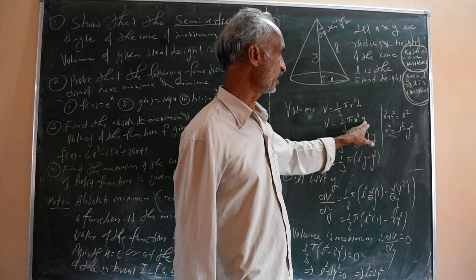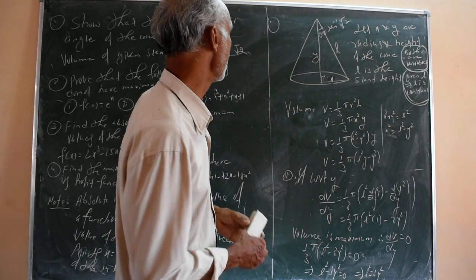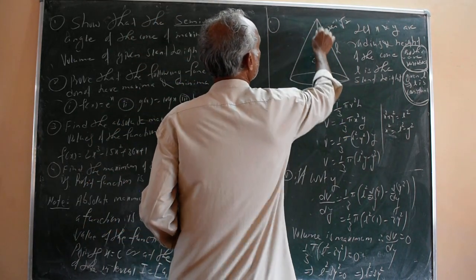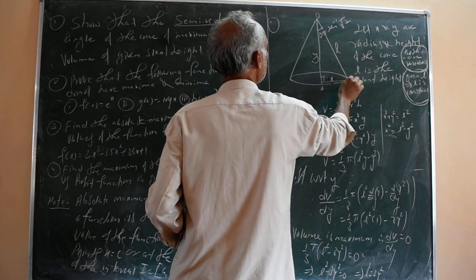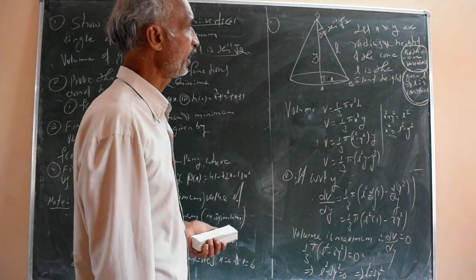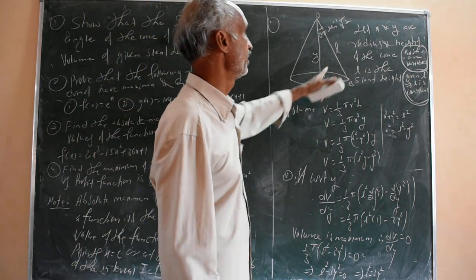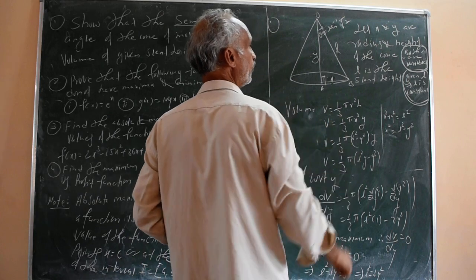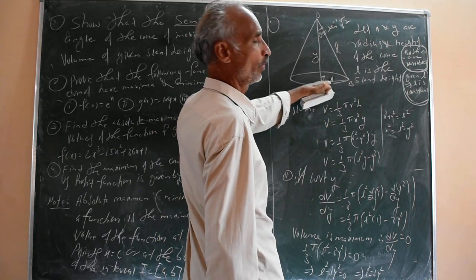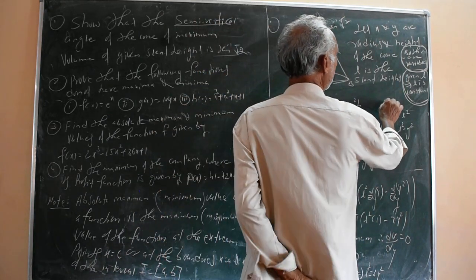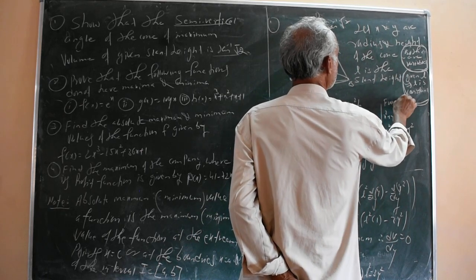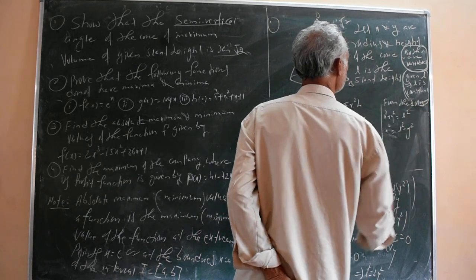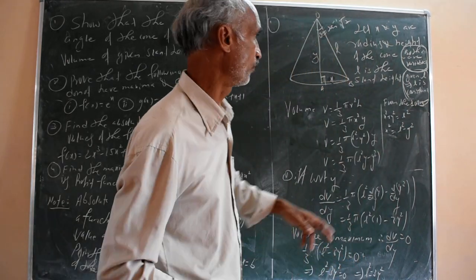Now there are two variables, x and y; convert them to a single variable. Here is the right angle triangle OAB, with 90 degrees here. L is the hypotenuse. Therefore L square is equal to x square plus y square, from the triangle OAB. Okay, x square plus y square is L square.